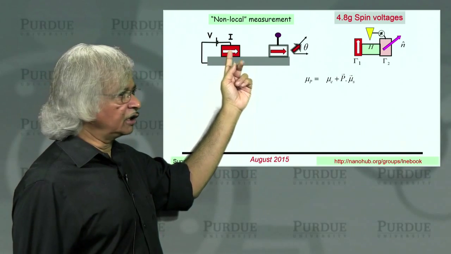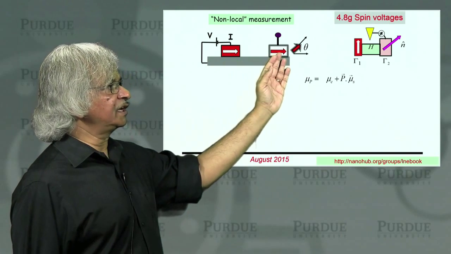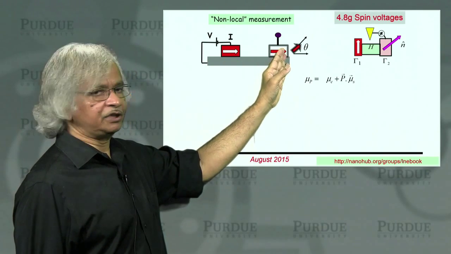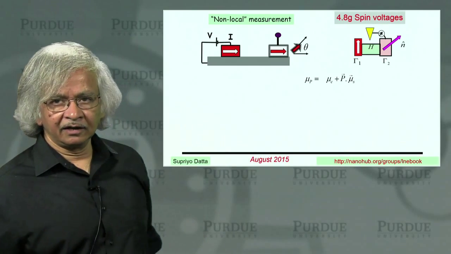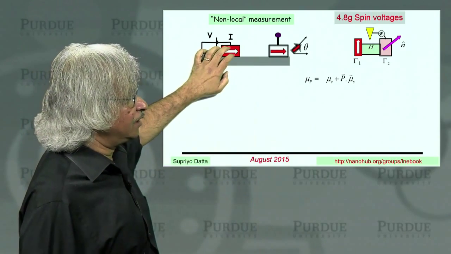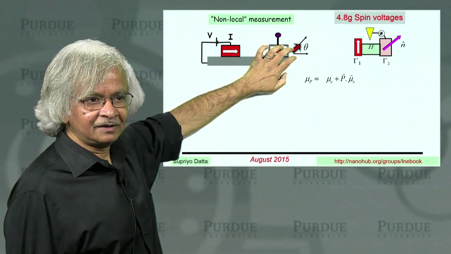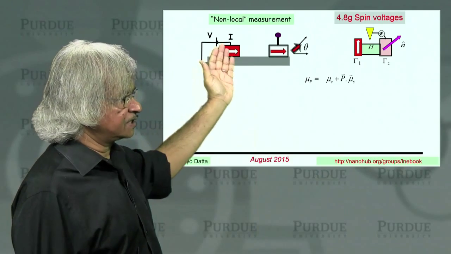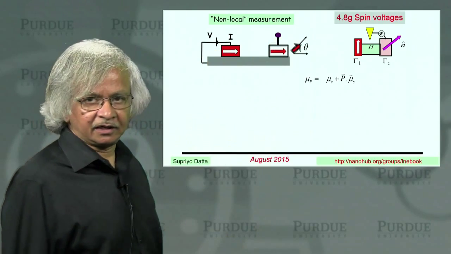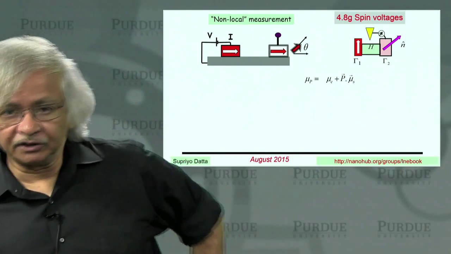Now it's called non-local because although the current is flowing here, you're measuring a spin potential somewhere out here, which is outside the current path. So ordinarily, if a current flows here, we expect there shouldn't be any action out here. But spin potentials can actually be measured outside the current path. And that's again a standard experiment that's been done for over 30 years now.